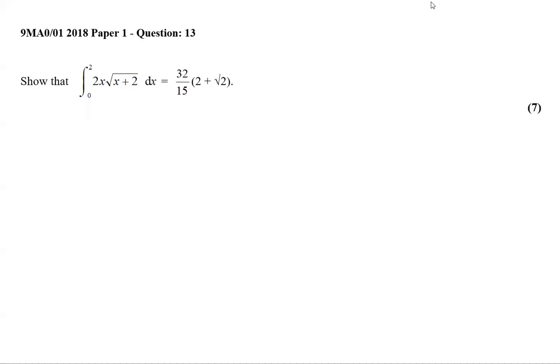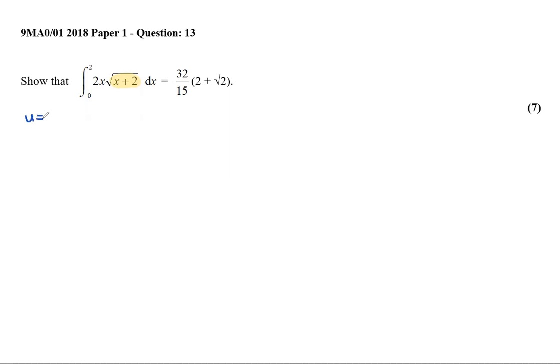Question 4 is also from paper 1, 2018. We have an integral, no context, just evaluate the definite integral. So looking at this, it looks like we're going to use a u substitution here. I'd like to substitute out the x plus 2 to make that integrand look a bit better. So let's start with that.